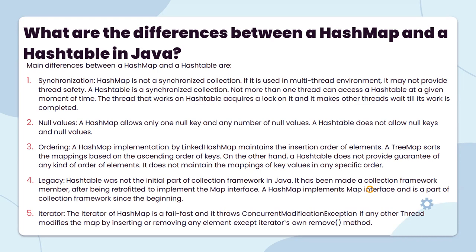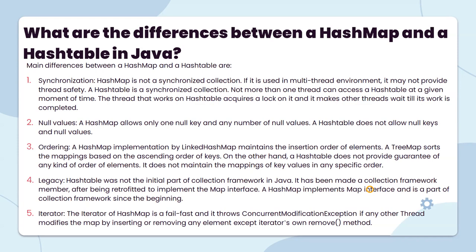Iterator. How to iterate now? The iterator of HashMap is fail-fast, and it throws ConcurrentModificationException if any other thread modifies the map by adding or removing any element, except through the iterator's own remove method. This is the main difference.